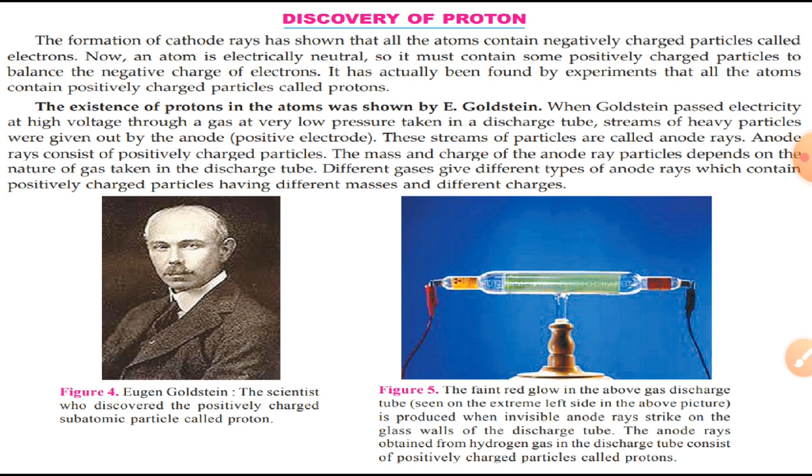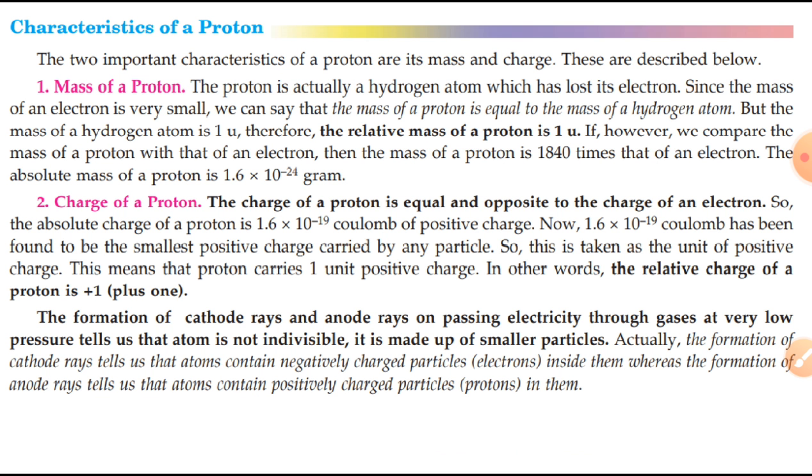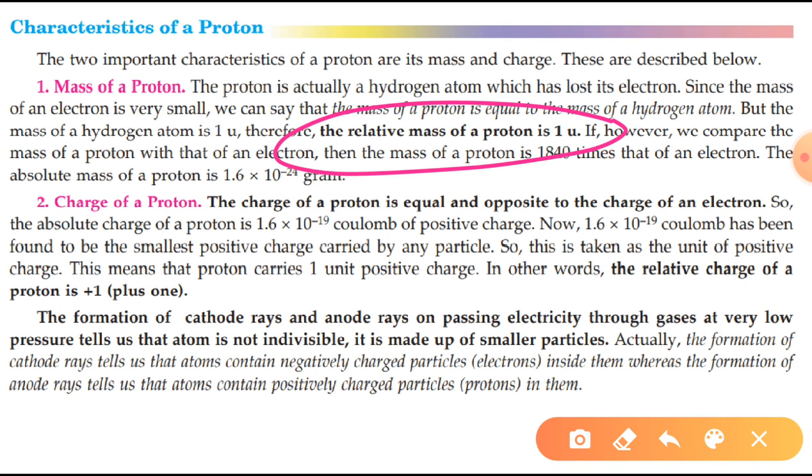The credit for the discovery of proton goes to E. Goldstein. Let's see the characteristics. First of all, the mass of proton. The proton is actually a hydrogen atom which has lost its electron. Since the mass of this electron is very small, we can say that the mass of proton is equal to the mass of hydrogen atom. But the mass of hydrogen atom is 1 u. That's why the relative mass of proton is 1 u.